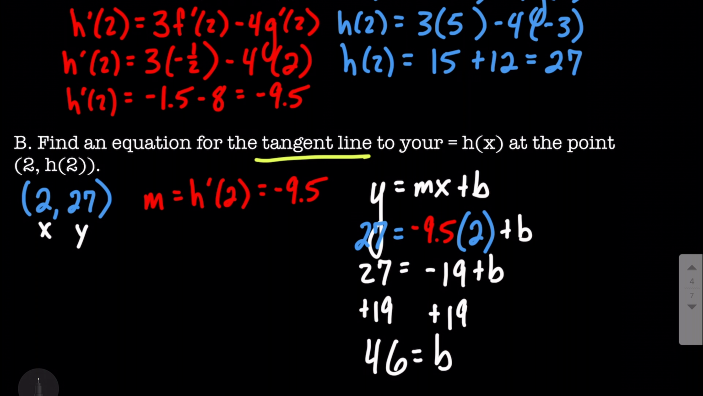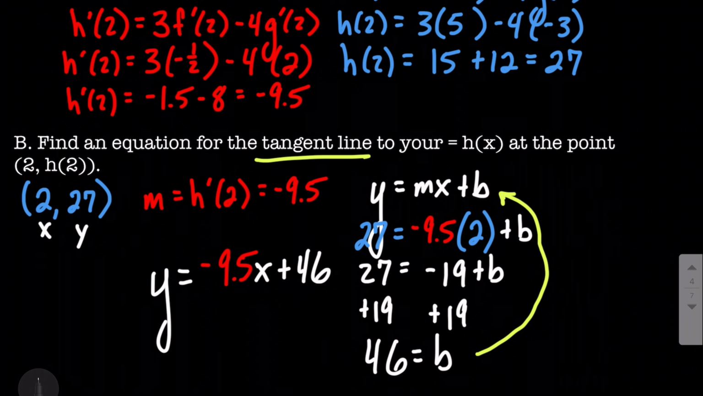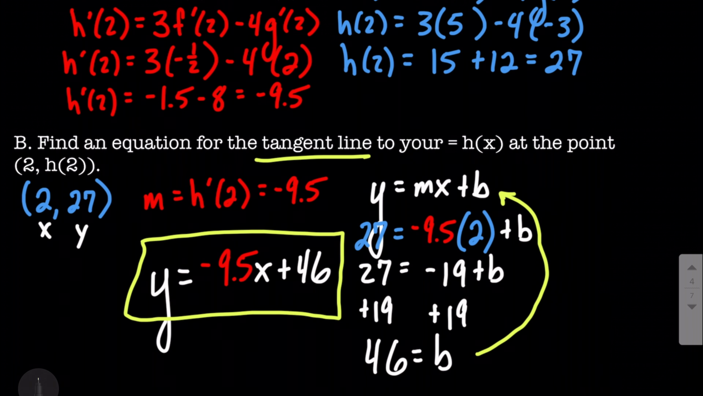Let's go ahead and fill that back in up here at the beginning. All right, so our equation is going to be y equals, we're going to keep the slope the same, negative 9.5, keep x as our variable, and then it's going to be plus 46 for our value for b that goes at the end. So when we get done, this is the equation of our tangent line for any x value, preferably really close to 2 because that's the point we utilized for our tangent line approximation.